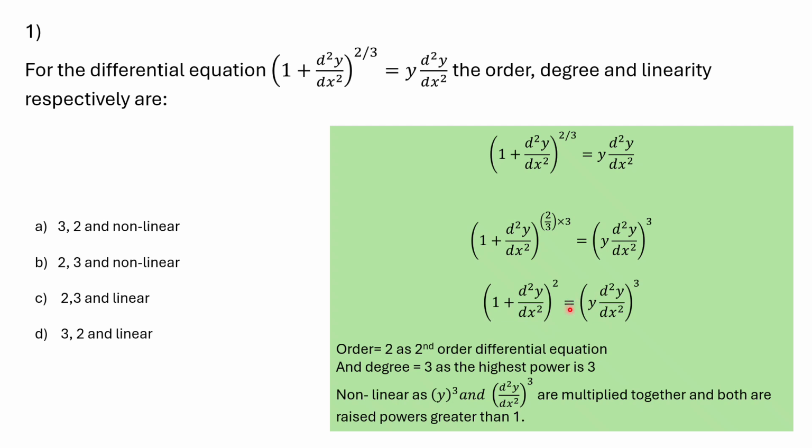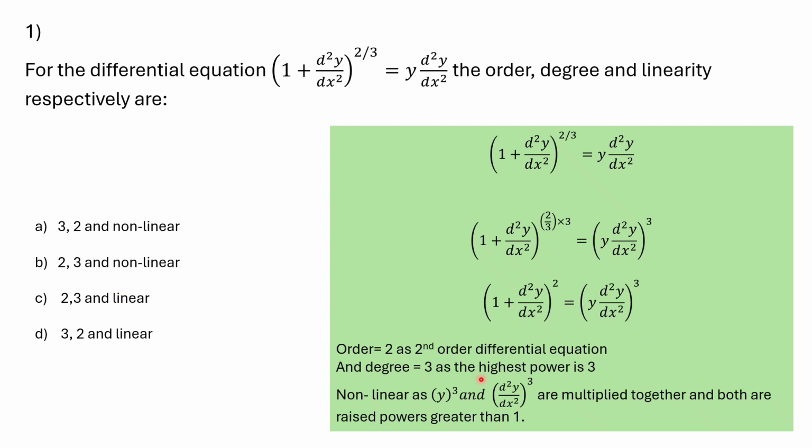So from here we can clearly see d²y/dx². So this is a second order differential equation, right? So here the order will be two, option B or C. Then the degree is the highest power of the second order derivative, which here is 3. Here it is 2, here it is 3. So obviously the degree is 3. So again it can be B or C.